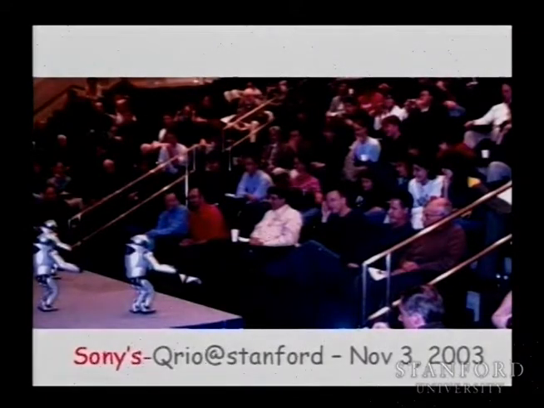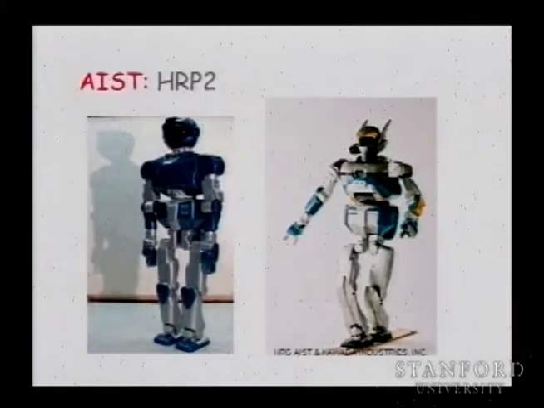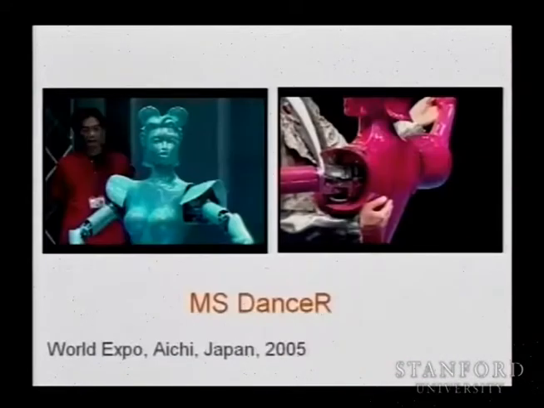Actually, we brought this robot here to Stanford a few years ago, and they did a performance here, and it was quite exciting to see this robot dancing and performing. There are a lot of different humanoid robots, especially in Asia, Japan and Korea. AIST built a series of robots, HRP 1, 2, and they are developing more capabilities for those robots.